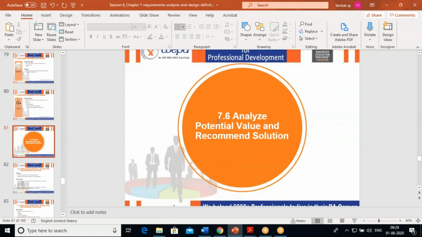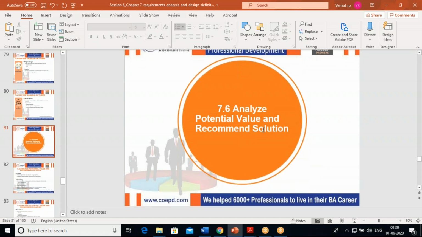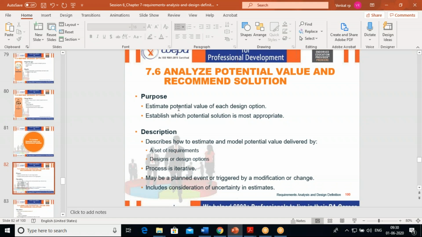Then using the next one, analyze potential value and recommend a solution. Then I'll find a solution out of these existing design options, which one I have to take, which one I have to consider, I will be understanding from here. Now here we estimate the potential value of each design option, and we have to establish which potential value is most appropriate here, and from there we'll select it. It describes how to estimate and model potential value delivered by the set of requirements and design options, and this process is iterative, right?